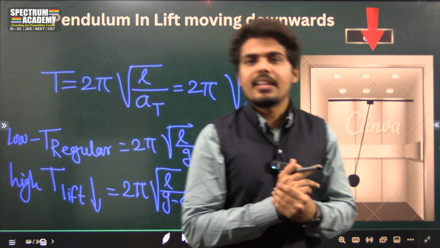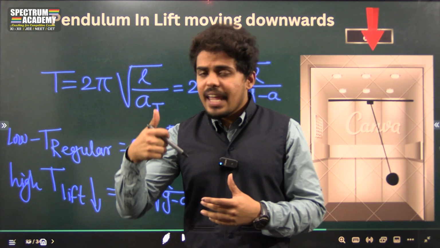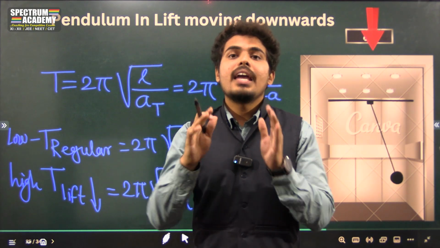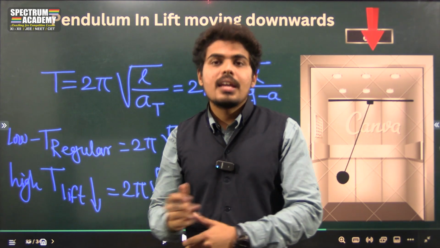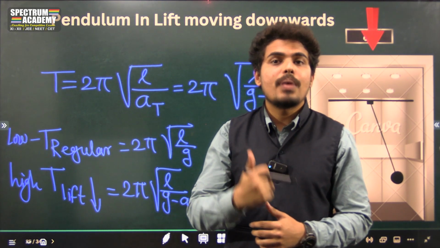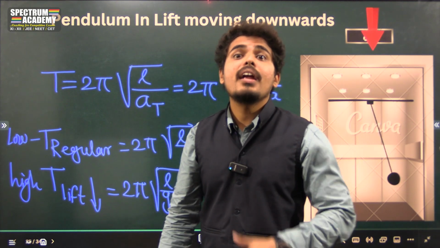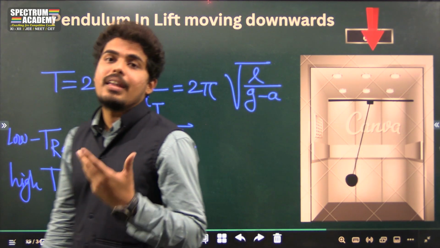So these are the cases: if we take the simple pendulum in the lift and the lift is moving upwards, then the period decreases, and if we take the same simple pendulum in the lift and the lift is moving downwards, then the period of simple pendulum increases.